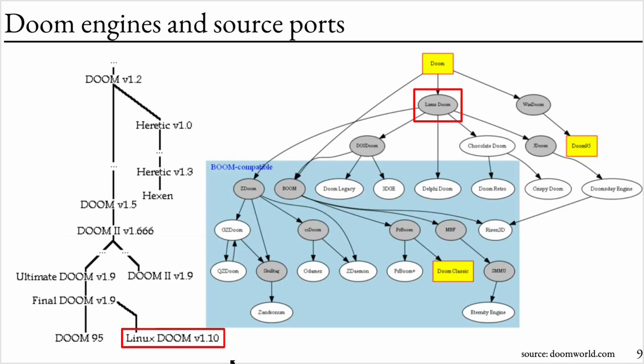Just to situate where Linux Doom fits in, on the left you can see the family tree of the main game releases, essentially, with Doom, Doom 2, Ultimate Doom, Final Doom, and Linux Doom over here. And on the right you can see that Linux Doom is essentially the ancestor or the basis for almost all of the source ports and also tools that are still active projects to this day, like Zandronum, for instance. And Plan 9 Doom is a direct descendant of Linux Doom.